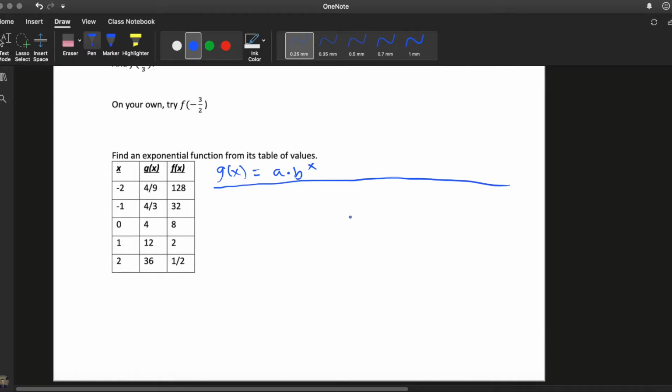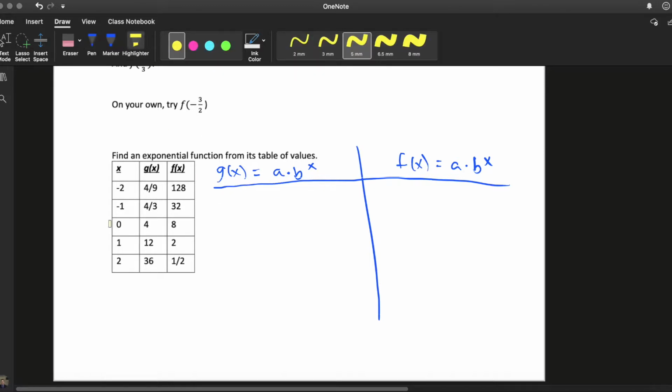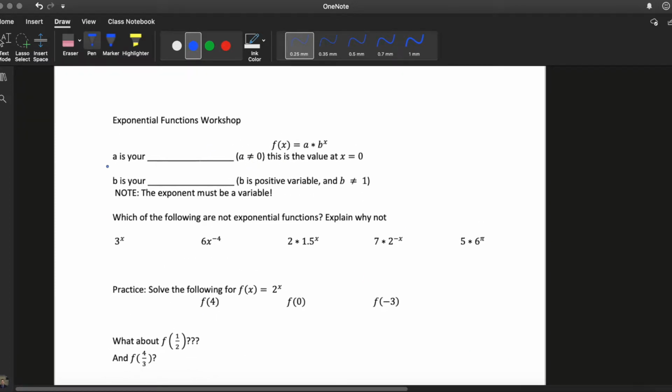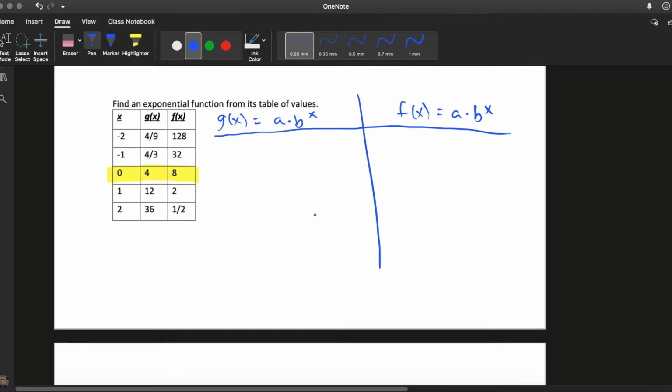And they're asking you to find g of x, and they're asking you to find f of x, which is also a times b to the x power, okay? Now, what you're going to want to do, ladies and gentlemen, is always look for this first. This is a table of values for g of x, and this is for f of x. You're going to want to look for the table of values where x is equal to 0. The reason for that is because your a is always going to be the value when x is equal to 0.